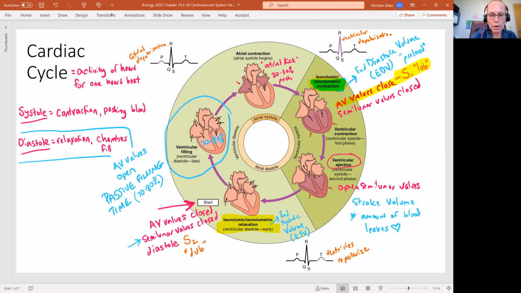Okay, remember there are other heart sounds. There's an S3 and an S4, which can indicate problems with the heart. And so if you're interested in that, go ahead and read about those in your OpenStax textbook.